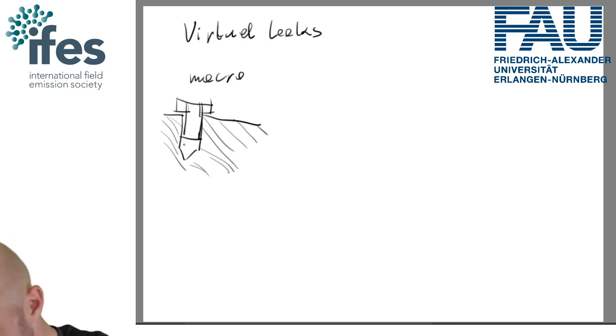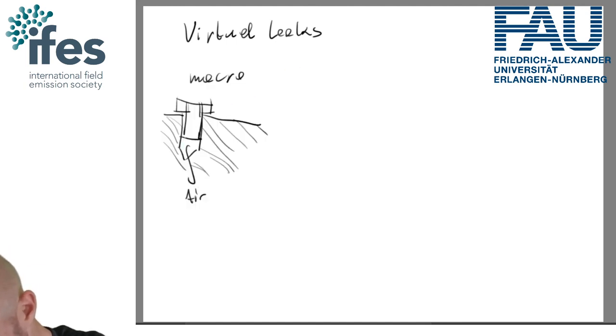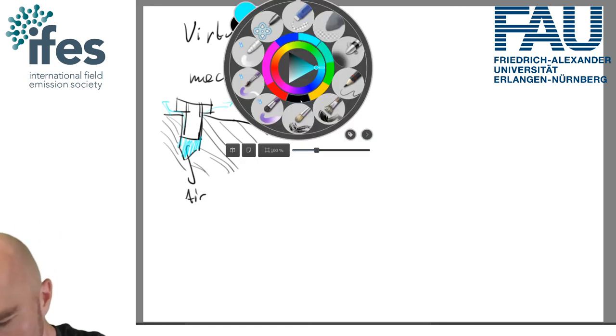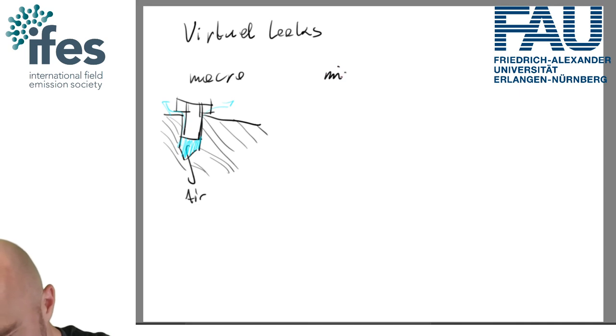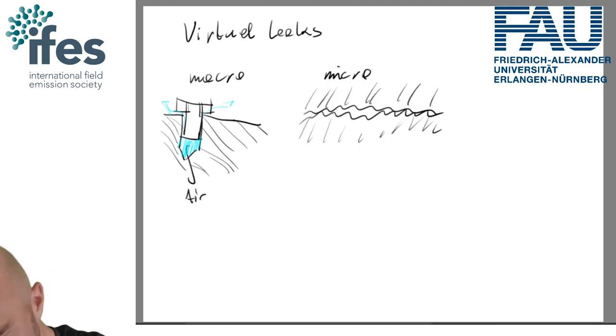What would happen is that if you fasten it in air, you will have some air in here, and that air will slowly come out. And the other type of virtual leaks you can have is leaks at the micro scale. So essentially, if you have rough surfaces, then in between the surfaces, you can have pockets of air. And those pockets of air can then be released into your ultra high vacuum system.